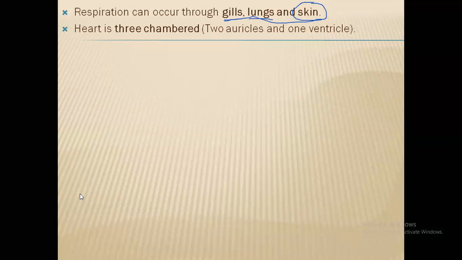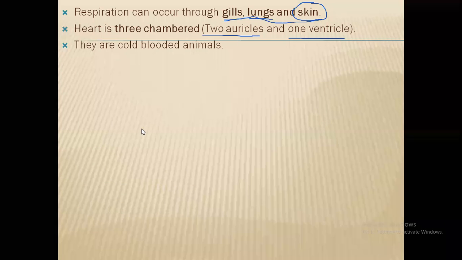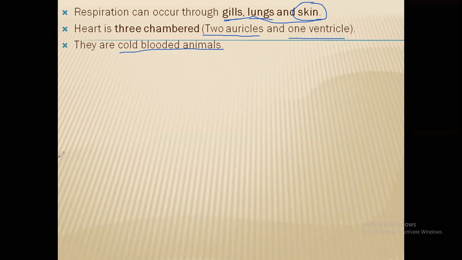The heart is three-chambered. Before this we had seen the heart was two-chambered in the case of fishes, but here the heart is three-chambered, having two auricles, that is the upper chambers, and one ventricle, that is the lower chamber. The auricles receive the blood and the ventricle transmits the blood. These are also cold-blooded animals, poikilothermal, because they cannot regulate their body temperature.